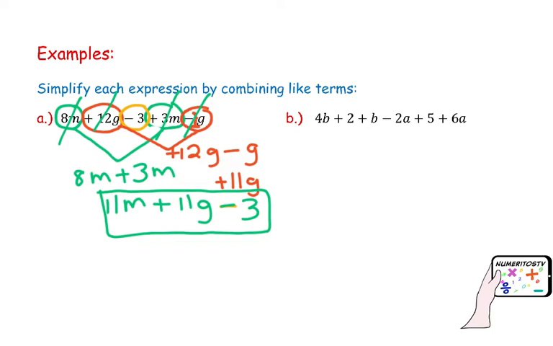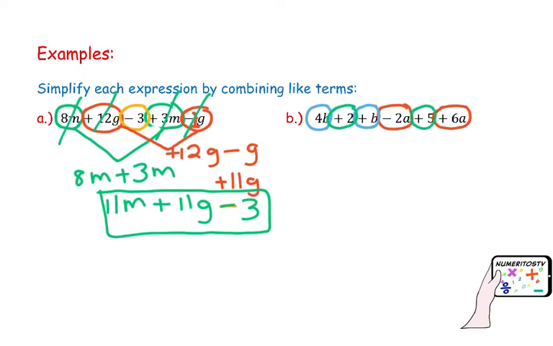What about the next one? So I am going to use red to represent the terms with variable a. So negative 2a or minus 2a, don't forget the symbol in front of the coefficient, plus 6a, and then I'm using blue to represent b, so 4b plus b or 1b, and I'm using green to represent the constants, positive 2, positive 5.